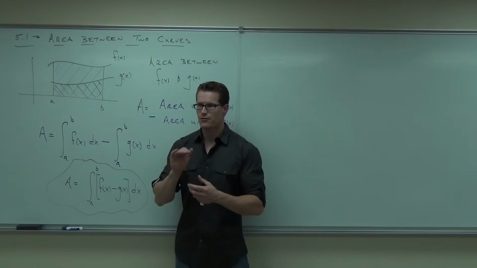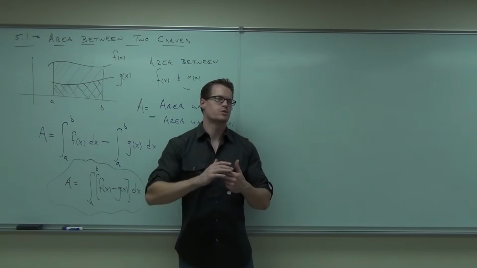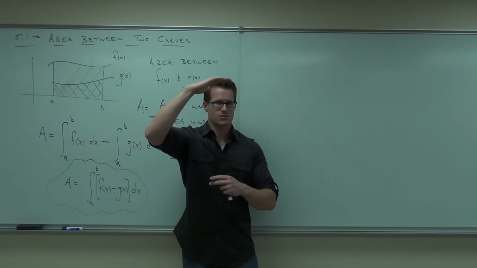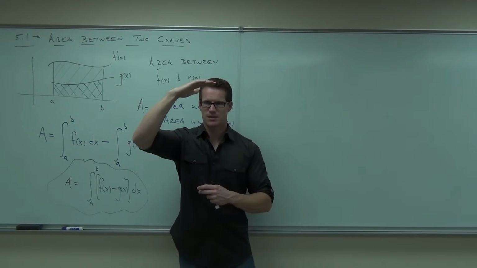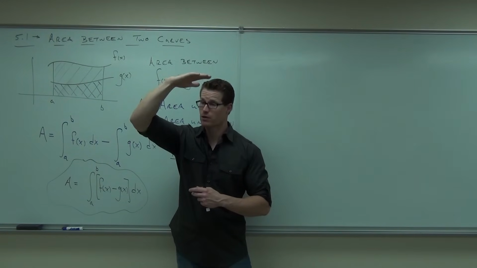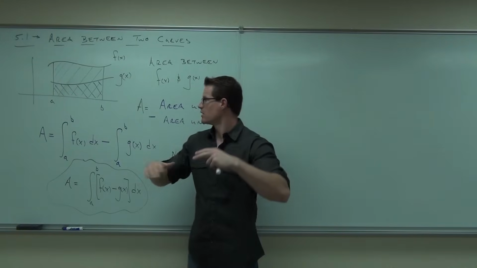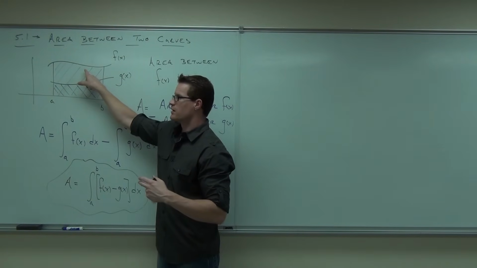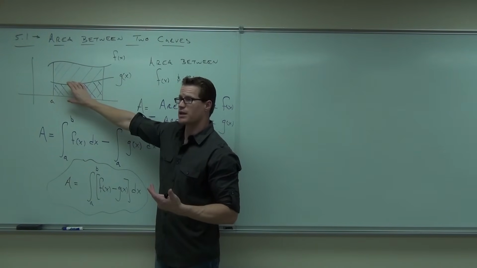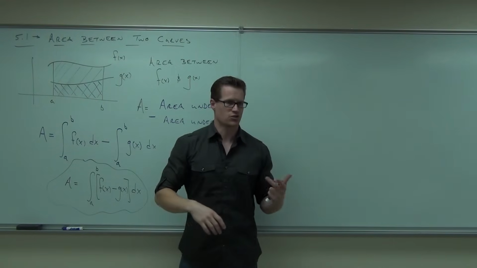Sure. F of x must be greater than, which means on top of. F of x has to be the higher function in order for this to work. Does that make sense? So you have to have your higher function first. Otherwise, you're going to have this reverse situation. You take a bigger area from a smaller area, it's going to end up being negative. You get negative of what you actually want.